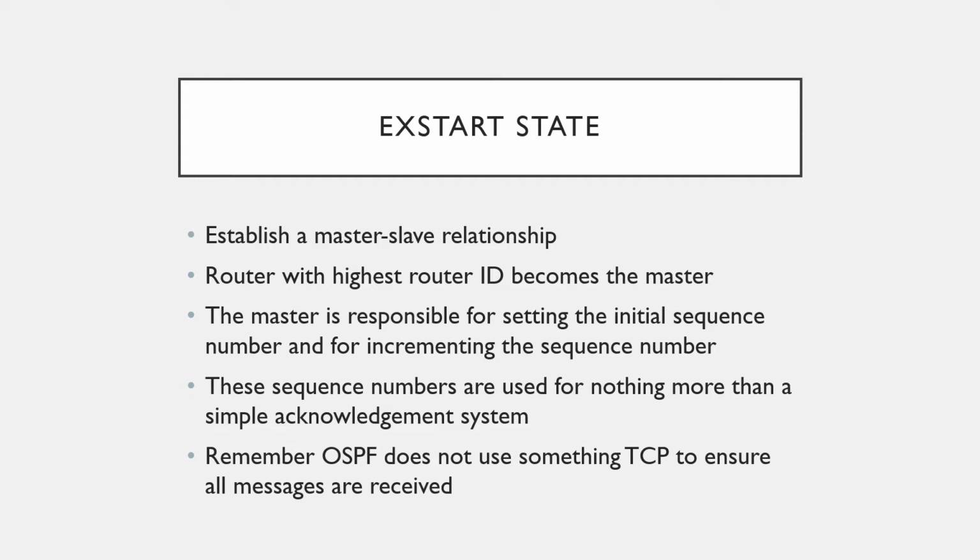So, let's say hypothetically that the master sets the initial sequence number to 200. He's going to send that to the slave. The slave acknowledges that by sending another packet with the same exact sequence number of 200. Then after the master receives that, he'll then increment it by 1 and go to 201 and send a packet with a sequence number of 201. The slave will then acknowledge it with a sequence number of 201. If that seems a little confusing, don't worry. I've got some slides that explain that a little more later on in this video.